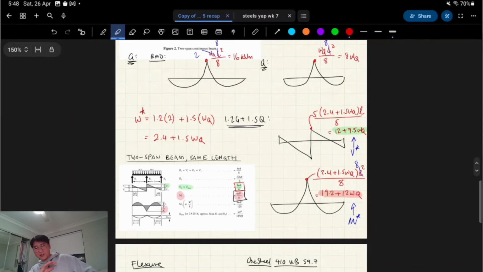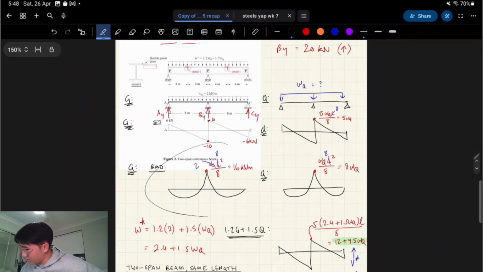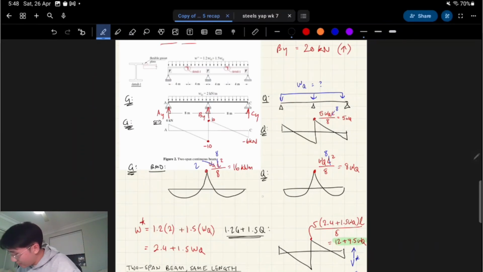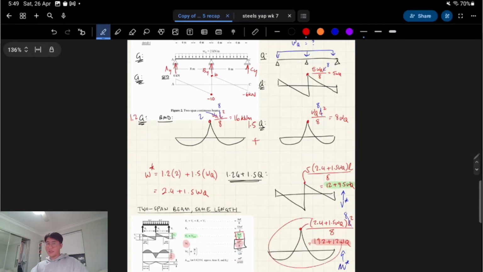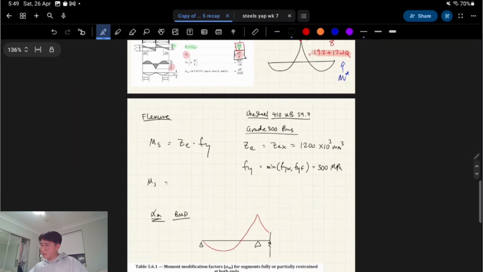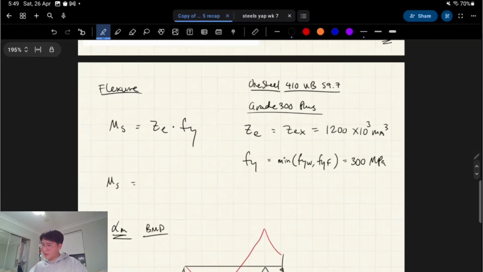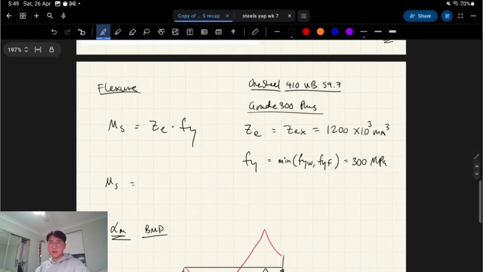In your exam, you don't have to draw all that. You don't really have to draw any of this stuff out. It's more just to show you how these things work: you basically take 1.2 times whatever I wrote there, 1.5 times whatever I wrote there, you add them together, combine them, and that's where you get this bending moment diagram, which is what we actually need. So we need M star, V star. Okay, next we'll talk about section capacity.